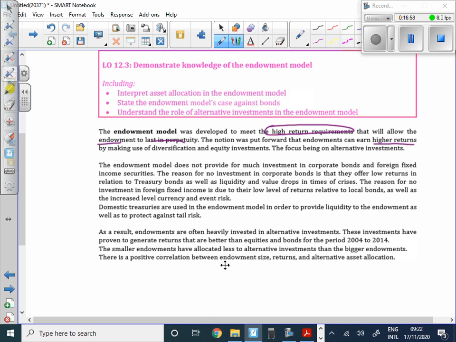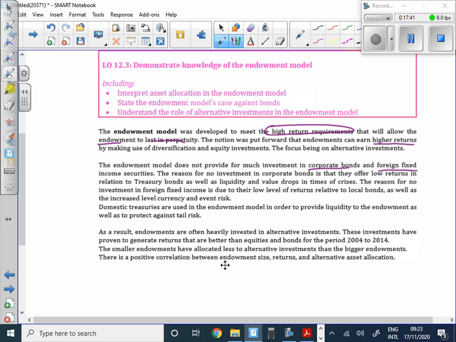Okay, let's look at what they do invest in, and what this particular model called the endowment model does like and what it doesn't like. It doesn't provide too much investment in corporate bonds, as high risk stuff, or foreign fixed income securities. Generally they say that corporate bonds offer low returns relative to treasury bonds, and their liquidity and value drops significantly in times of crisis. The same reason applies similarly for foreign fixed income, which also exposes the investor to foreign exchange and event risk.